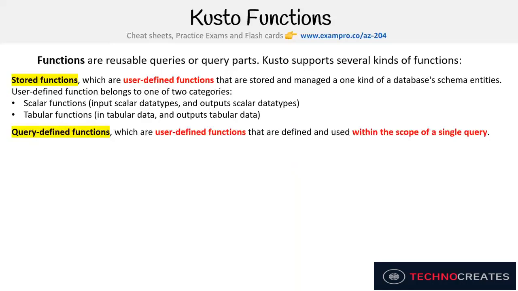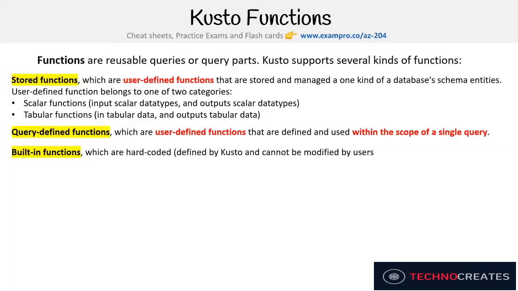Then you have query-defined functions, which are also user-defined functions and are defined and used within the scope of a single query. So very similar to stored functions, but it's all based on scope. The last on our list here is built-in functions, which are hard-coded, defined by Kusto and cannot be modified by users, and they just give you a lot of utility.